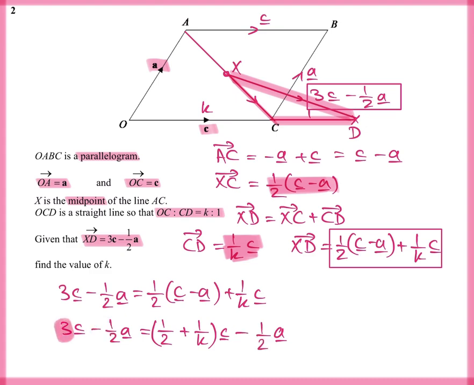So now we can make 3 equal to the coefficient of C on the right hand side. So coming over here, 3 equal to 1 over 2 plus 1 over K. So take away a half from both sides. It's going to be 5 over 2 equal to 1 over K. Therefore, K must be the reciprocal of that.